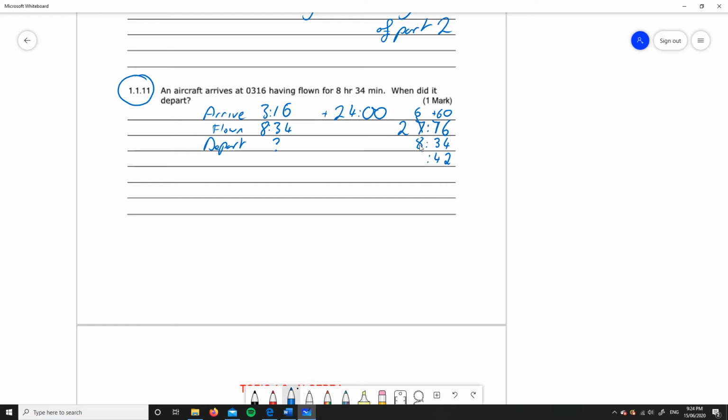Here again, I need to borrow. That will drop down to 1. That can come across to there. So 16 minus 8 will give me 8. 1 minus 0. So essentially what I was left with was 1842, or 6:42 p.m. on the previous day.